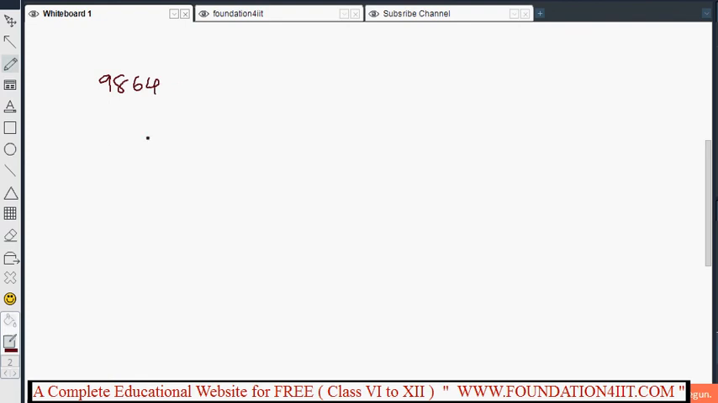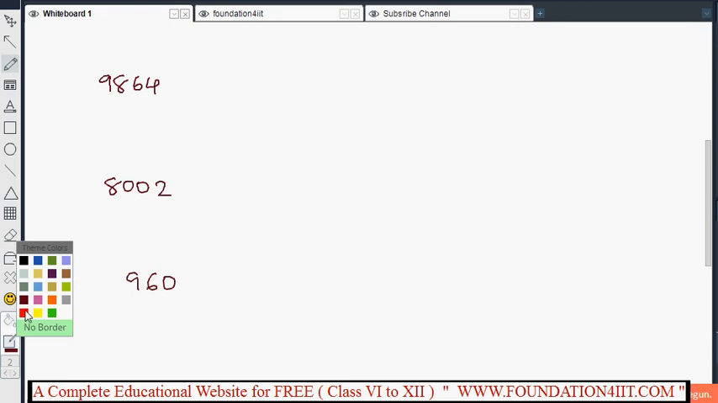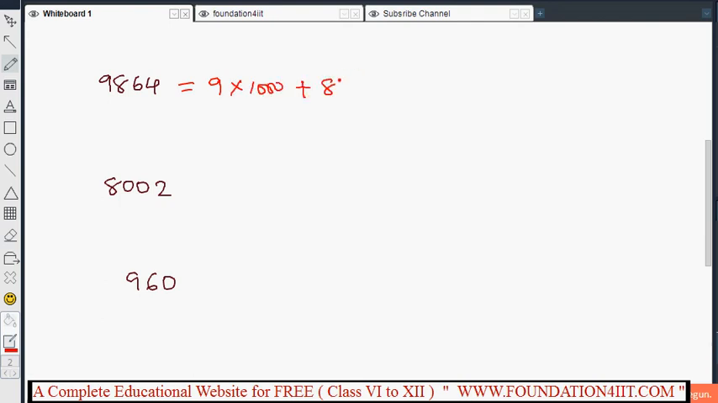Now these are the numbers I'm writing in generalized form: 9864, 8002, 960. In 9864, 9 is in the thousands place, so 9 into 1000, plus 8 is in the hundreds place, so 8 into 100, plus 6 into 10, then plus 4. 4 into 1 is 4 only.